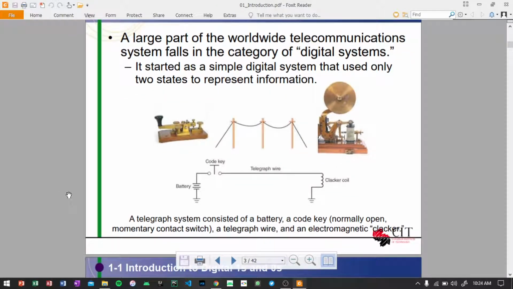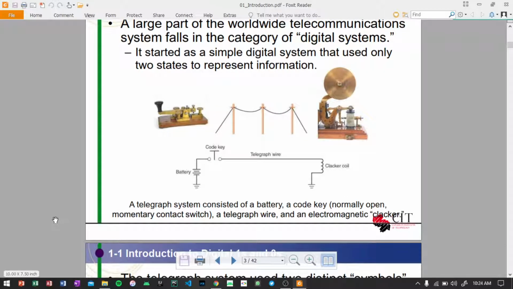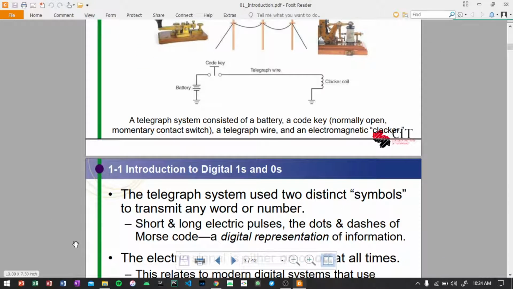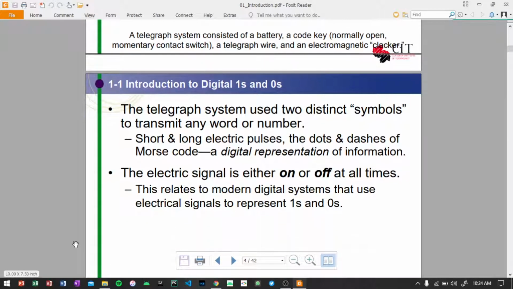as you know. And this is a telegraph, you can see here, with a battery, a key, and a telegraph wire, which goes directly to a clicker, and later on gets to another one, the receiver. A telegraph system consists of a battery, a code key, a normally open momentary contact switch, a telegraph wire, and an electromagnetic clicker. The telegraph system used two distinct symbols, which just means any word or number: short and long electrical pulses, dots and dashes of Morse code.